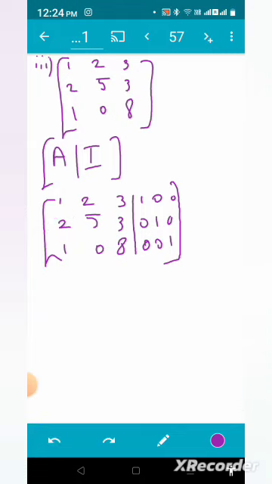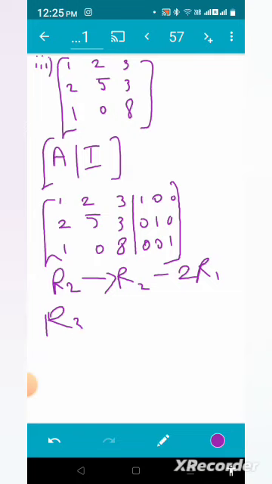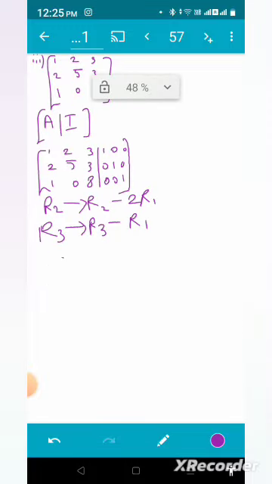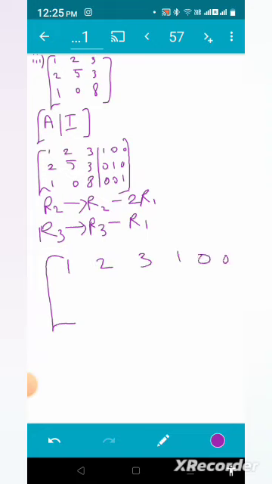So R2 gives R2 minus 2 R1. Similarly R3 gives R3 minus R1. So I get 0 for these numbers. The first row does not change. R2 minus 2 R1: this entire row is multiplied by 2 and subtracted from R2. So 2 minus 2 is 0, 5 minus 10 is minus 5.